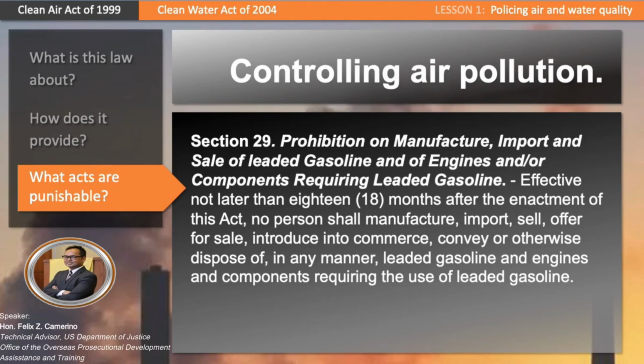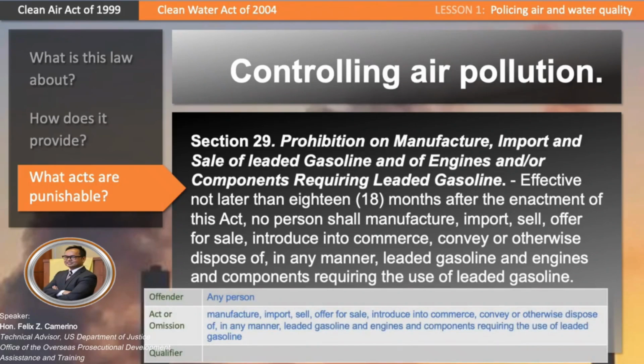In reading it, it says that no person. So it's talking about any person. And the act is that of manufacturing, importing, selling, offering for sale, introducing into commerce, conveying or otherwise disposing of in any manner leaded gasoline and engines and components requiring the use of leaded gasoline. There is no qualifier. So if we put it on our worksheet, it looks like that: any person, and the act or emission is all of those things that followed: manufacture, import, sell, offer, etc.